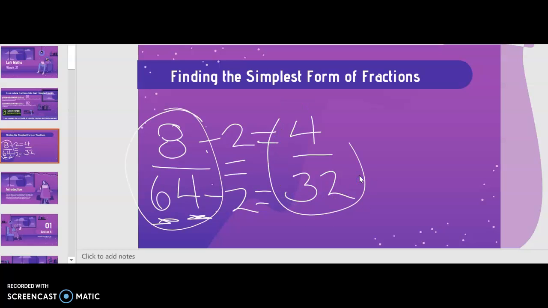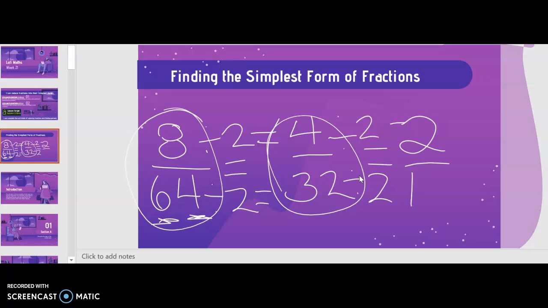So now 8/64 is an equivalent fraction of 4/32. But these are still two even numbers that I could divide by 2 again, right? Think about it. 2 times what equals 4? 2. 2 times 2 equals 4. 32 divided by 2, so I have to find half of 32. Anybody? 16, that's right.